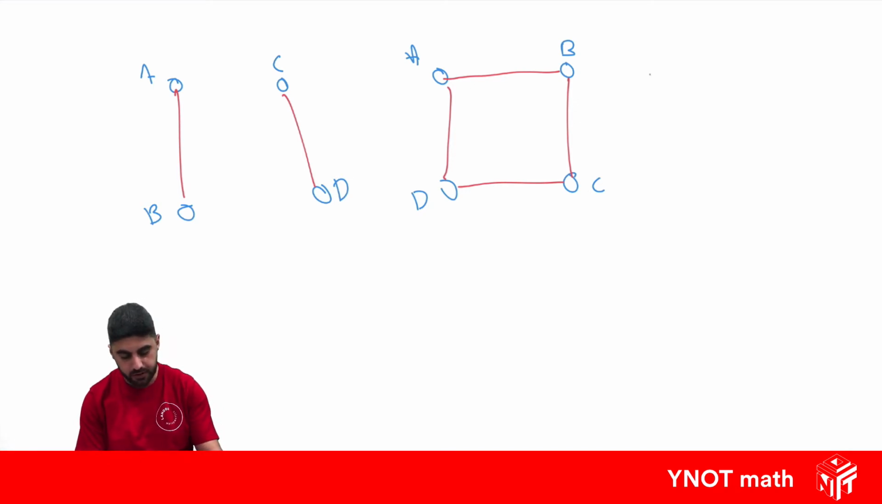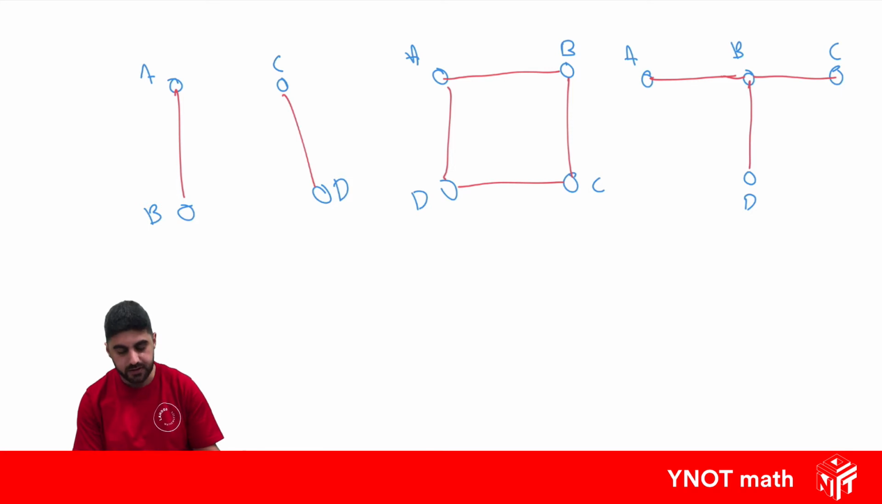An example of a tree is going to look something like this. A, B, C and D. And if we just connect this and this, this and this, and this and this with an edge, that's a tree because it's fully connected. Every vertex has an edge and there's no cycles in there.